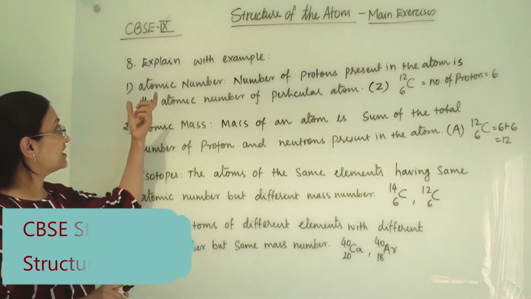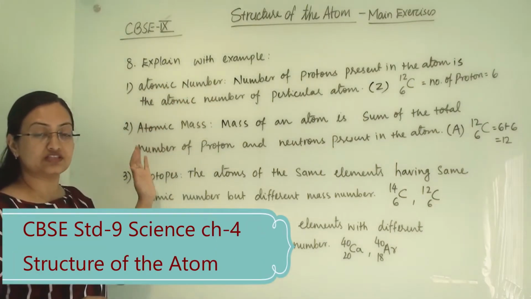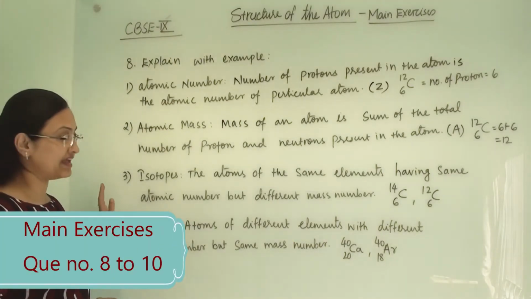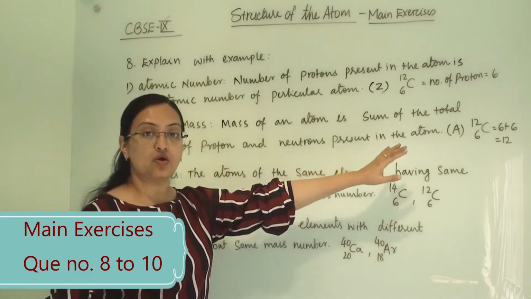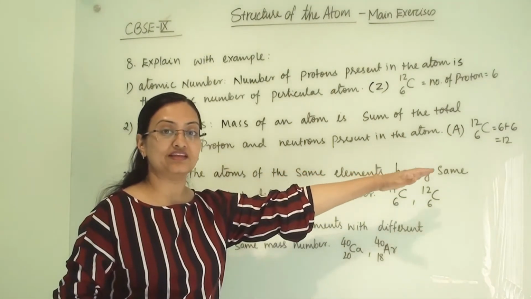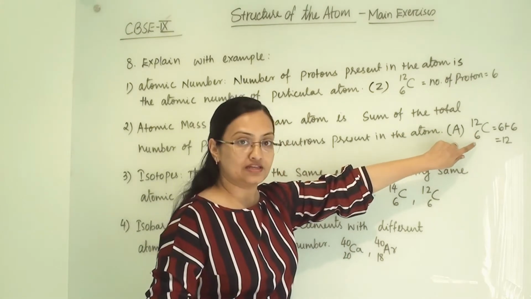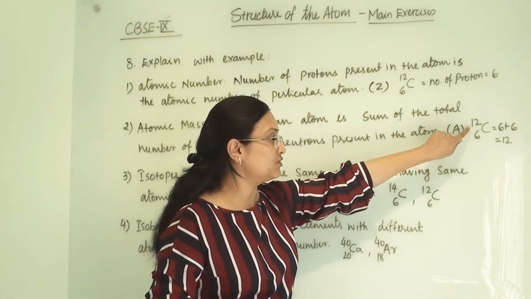Question number 8. Explain with example. This is an important question because these definitions may come in the exam and they can also ask for the example and then we have to define it. For example, C-6-12. So 6 is the atomic number, 12 is the mass number.